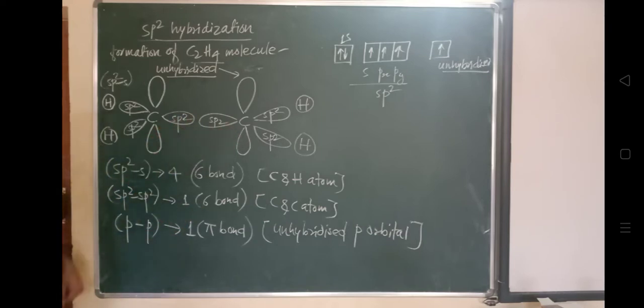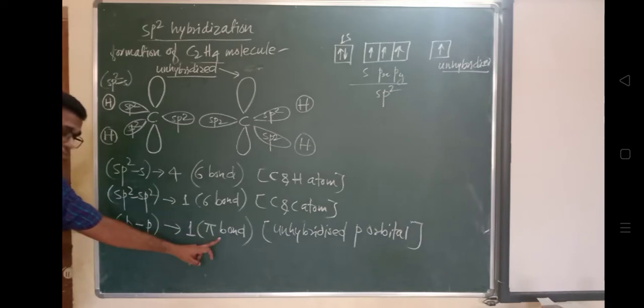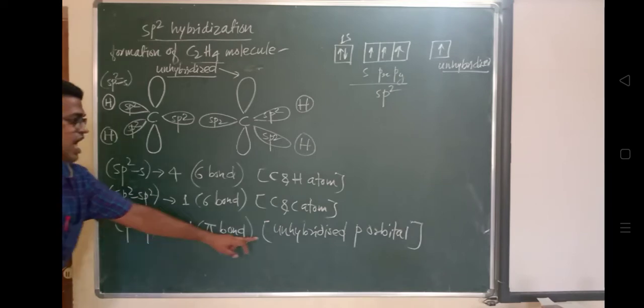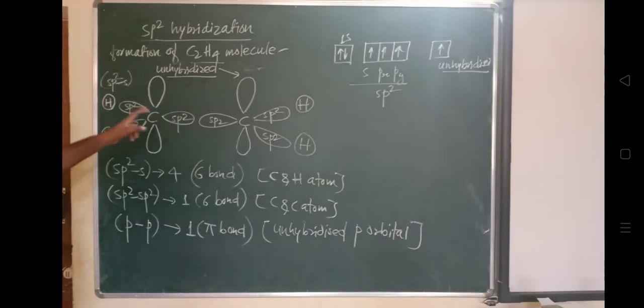So now we'll see the formation of boron trifluoride. How sp2 hybridization takes place in case of boron trifluoride, that we will see. Another example is boron trifluoride, BF3, where sp2 hybridization takes place. That we will discuss.